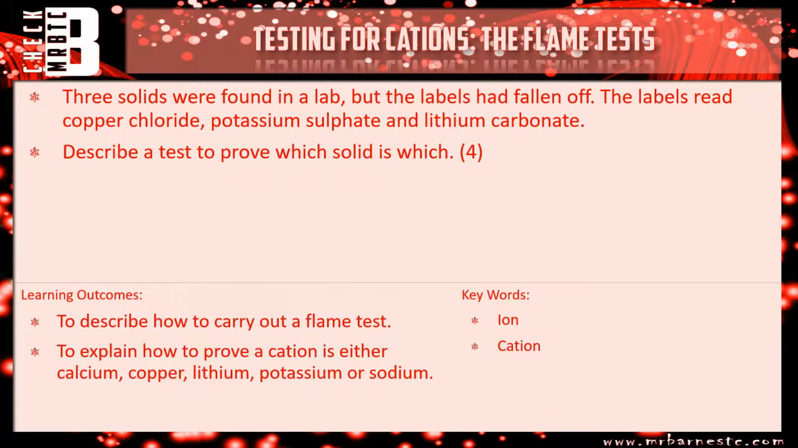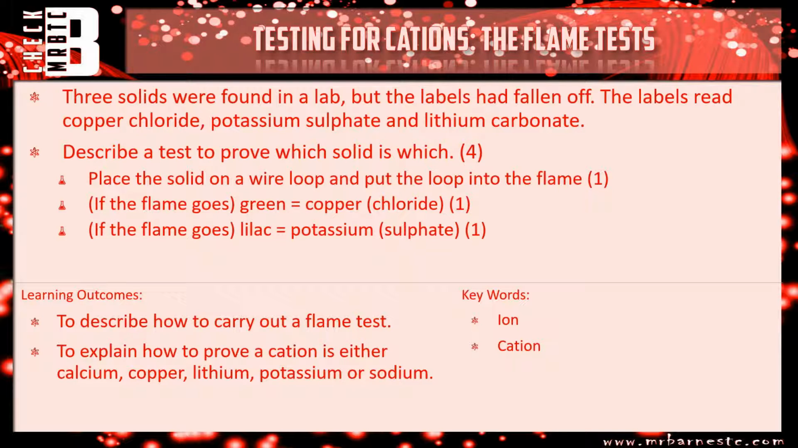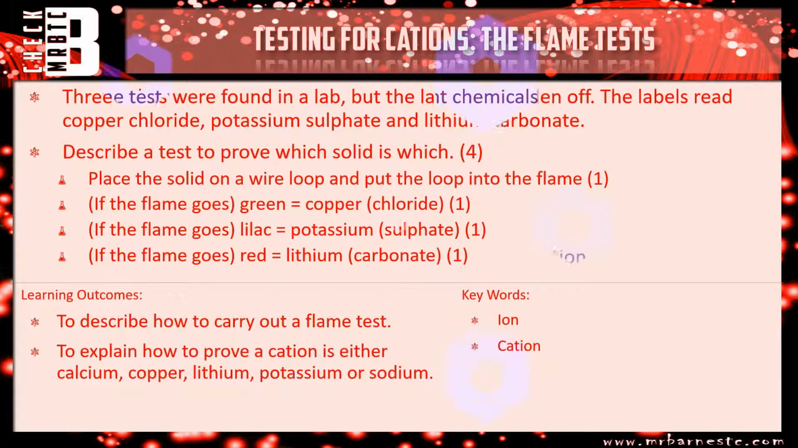Okay, let's go through. So first things first, it says describe the test. So what do you have to do? Place your solid on a wire loop and put that loop into the flame. Then what results would you see? How could you prove you've got copper, potassium and lithium? So copper, you're going to get a bluey green flame. Potassium, you're going to get a lilac flame. And lithium, you're going to get a red flame. So you're going to get 1 mark for each of those.